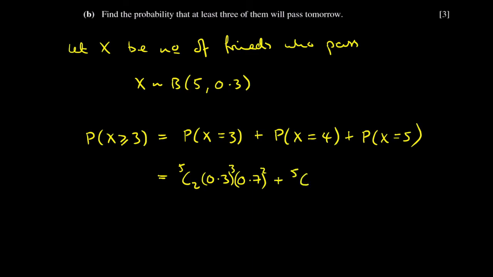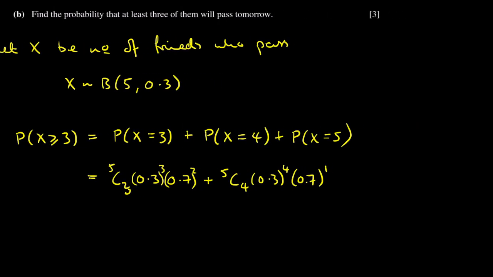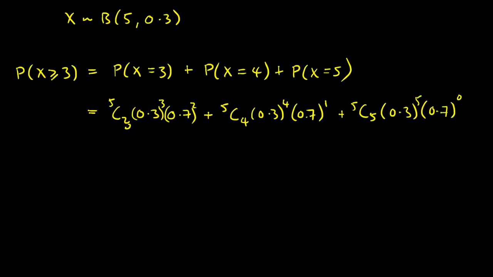We get here 5c, sorry, that should be 5c2 there, beg your pardon. 5c4, 0.3 to the power of 4 times by 0.7 to the power of 1. And here, this will be 5c5 times by 0.3 to the power of 5, and then 0.7 to the power of 0, because we've had no failures.